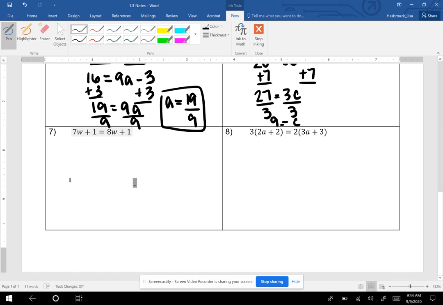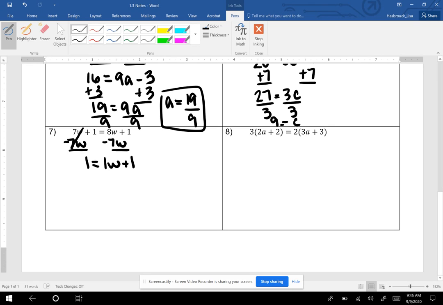We have 2 more problems left to do here. For number 7, we have 7w plus 1 equals 8w plus 1. I am going to begin by moving the 7w. So I'm going to subtract 7w from each side. Remember, I'm subtracting it because it originally was a positive 7w. This leaves us with 1 equals 8w minus 7w is a 1w. And then I bring down the plus 1.